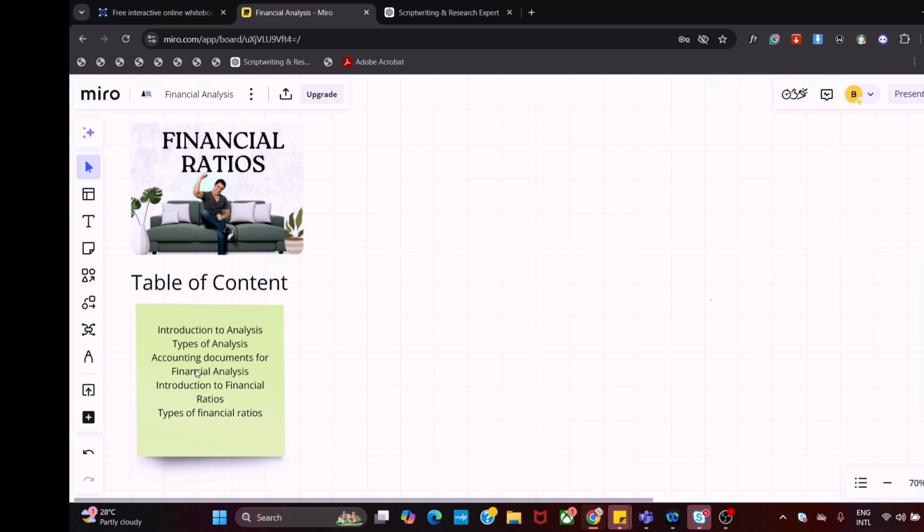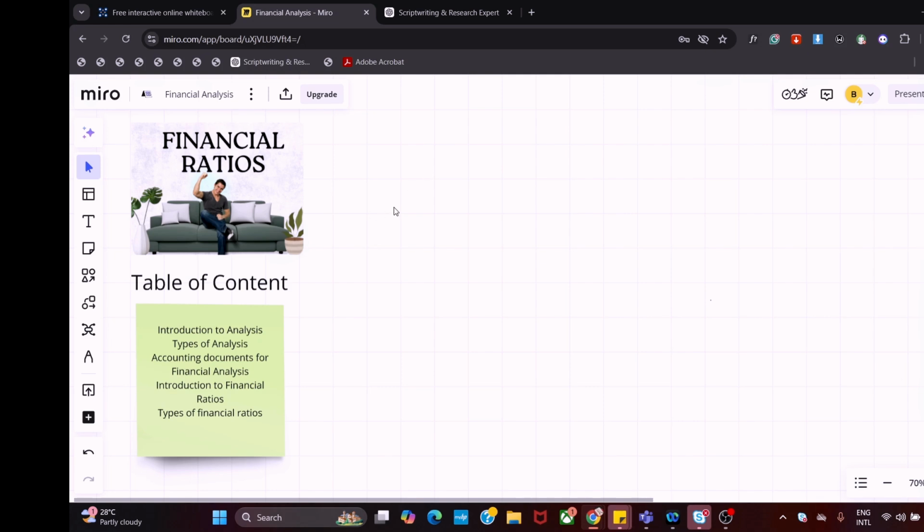the table of contents. So we are going to be looking at introduction to analysis, the types of analysis we have, accounting documents for financial analysis. Then we're going to introduce financial ratios. Then we are going to be looking at the different types of financial ratios and how to calculate various financial ratios. Alright. So to start with, let's talk about analysis, introduction to analysis.